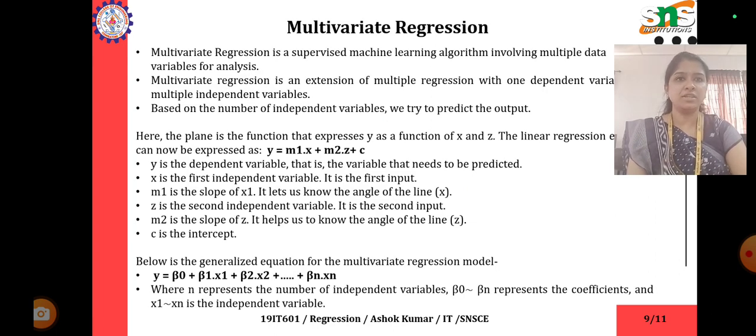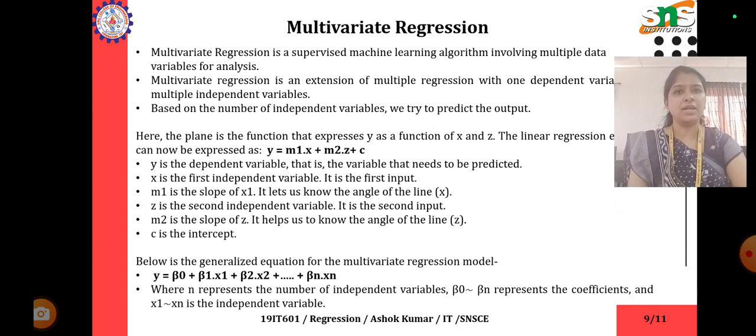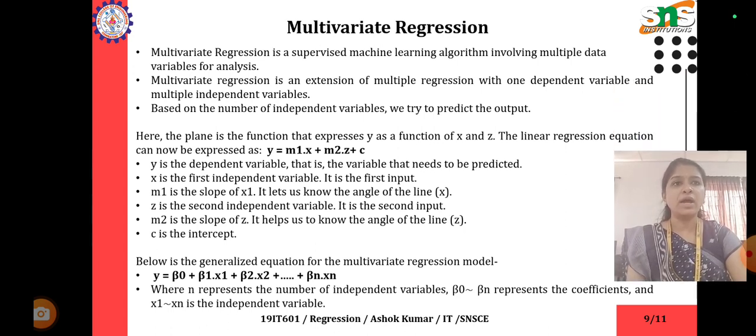Next is the multivariate regression. Multivariate regression is a supervised machine learning algorithm involving multiple data variables for analysis. Multivariate regression is an extension of multiple regression with one dependent variable and multiple independent variables. Based on the number of independent variables, we try to predict the output.